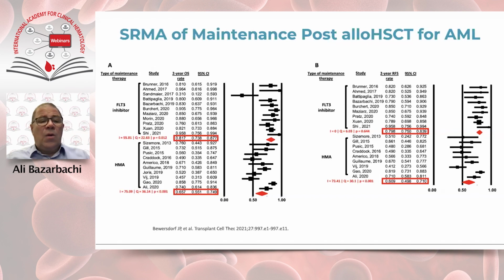And finally, we have this systematic review and meta-analysis of maintenance therapy for AML. And you can see on your right-hand side that FLT3 inhibitors improve overall survival and relapse-free survival, the upper panels in A and B, as compared to placebo or no use of FLT3 inhibitor maintenance.